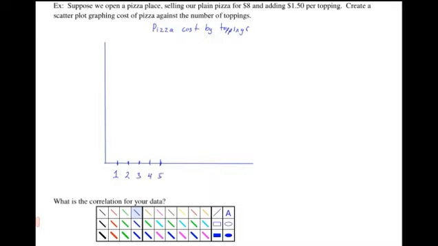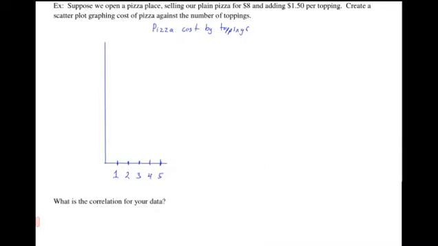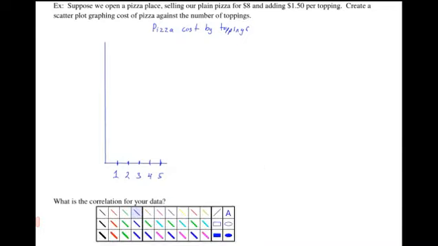Now we can't just start at 0 or at 8 on our graph. We need to start at 0 and work all the way up to make the graph accurate. So on our x-axis we have toppings. And on our y-axis we're going to have cost in dollars. So let's put this in here.